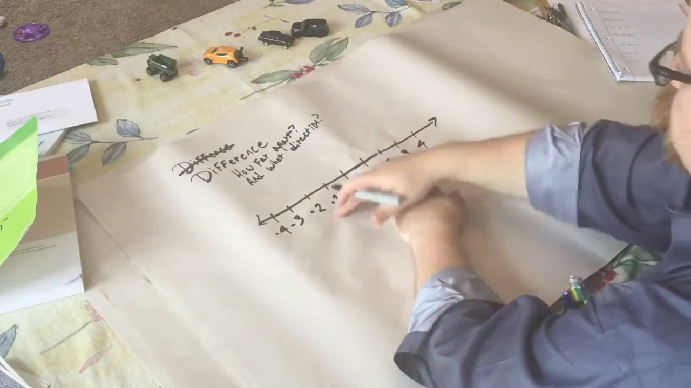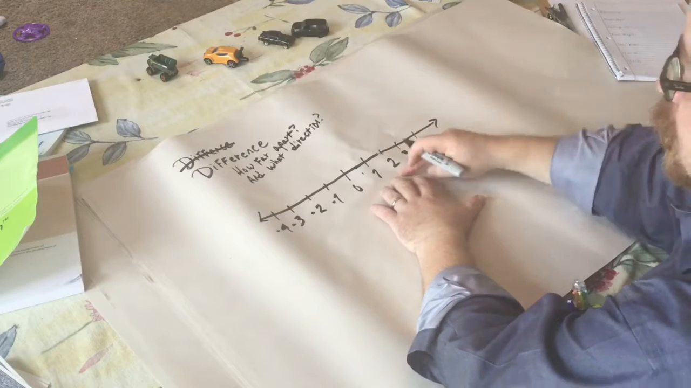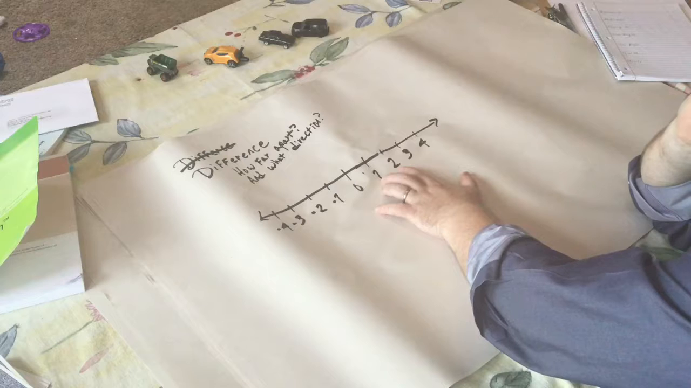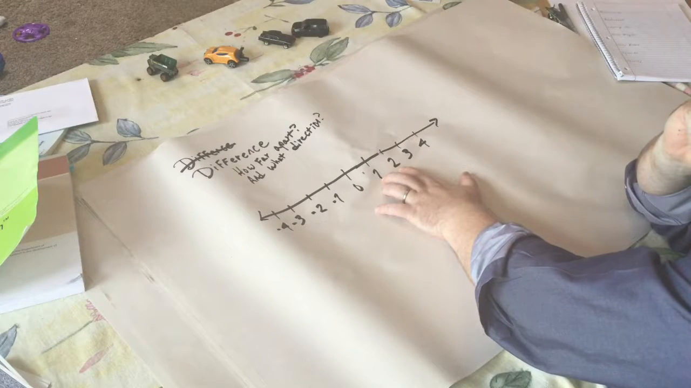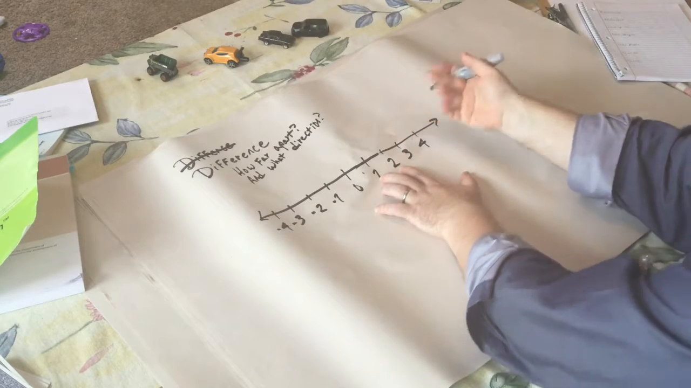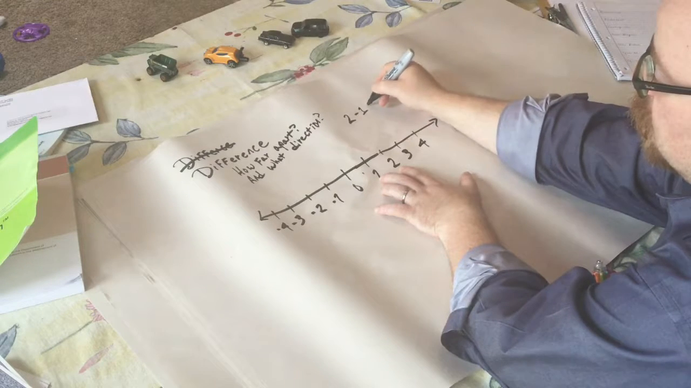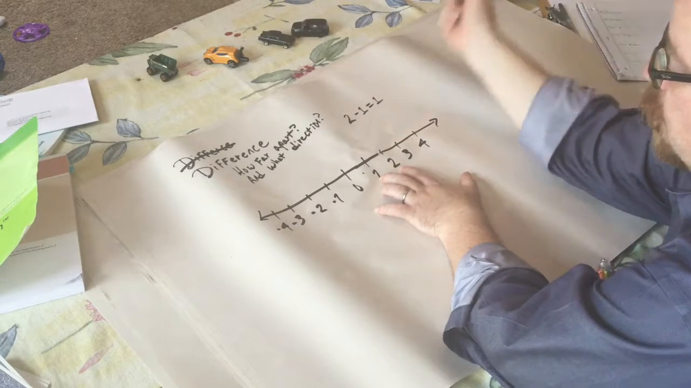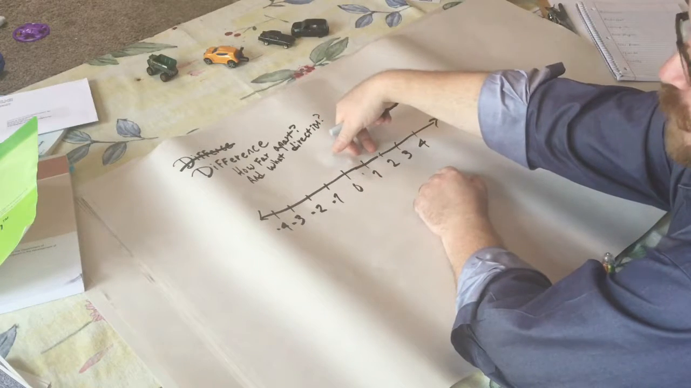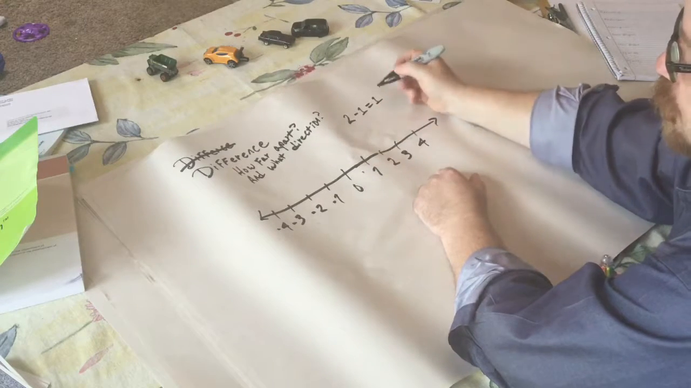Okay, so when I have two numbers, for example, 1 and 2, if I ask the question, what is the difference between 2 and 1, I write that as a subtraction equation. So I'll say that 2 minus 1 is equal to 1. And that means that the distance between 2 and 1 on the number line is 1. 2 is 1 more than 1, okay?